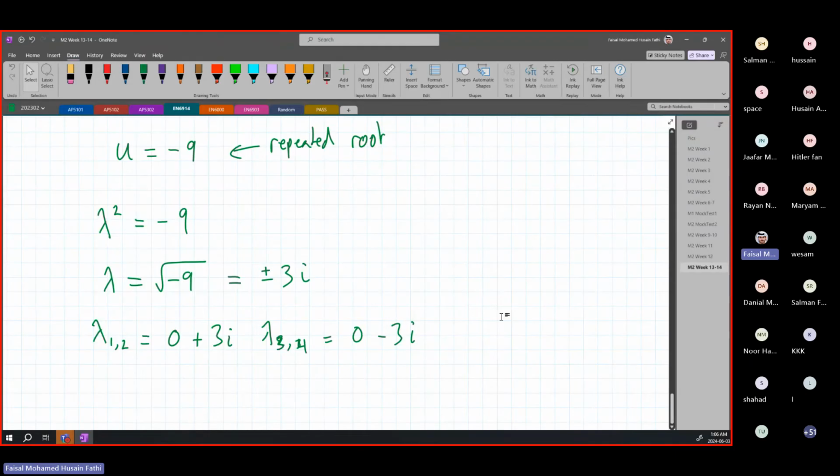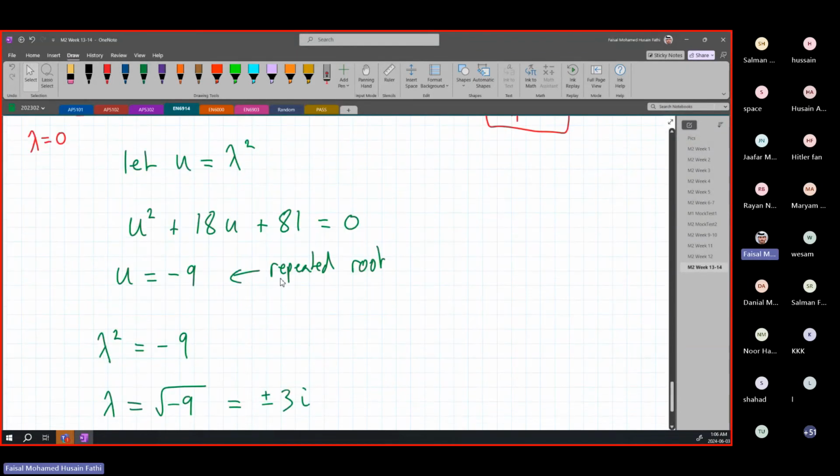If you do mod 5.3 and get only x1, it means that the answer is repeated. It is a repeated value. It is a repeated root, meaning u1 and u2 are equal to minus 9. This is what it means when you get only one value in your calculator.